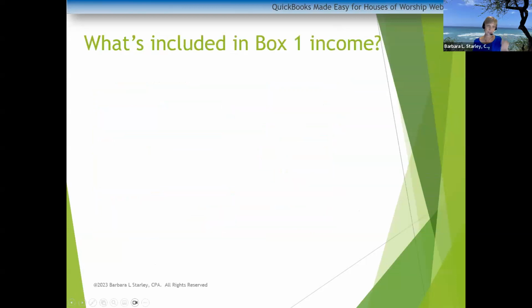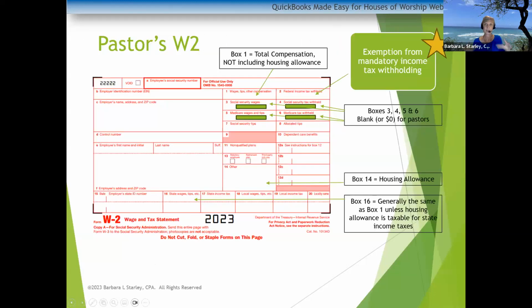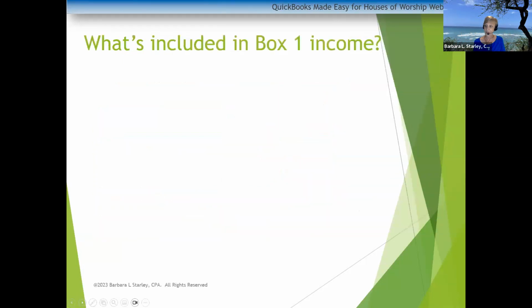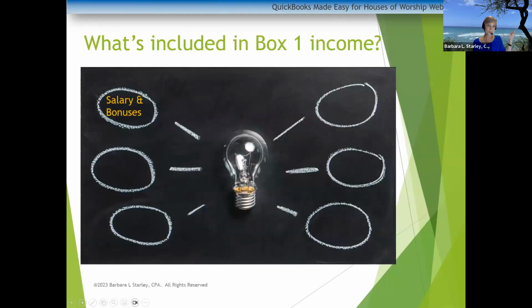So the question that comes up, and several of you have asked questions to this effect, is, well, what's really included in box 1, right? If we know the compensation is a pie, and the piece of the pie that went to housing went to box 14, what all needs to be included in box 1? So let's talk about that. We know the salaries, right? And any bonuses that get paid need to be included in box 1.